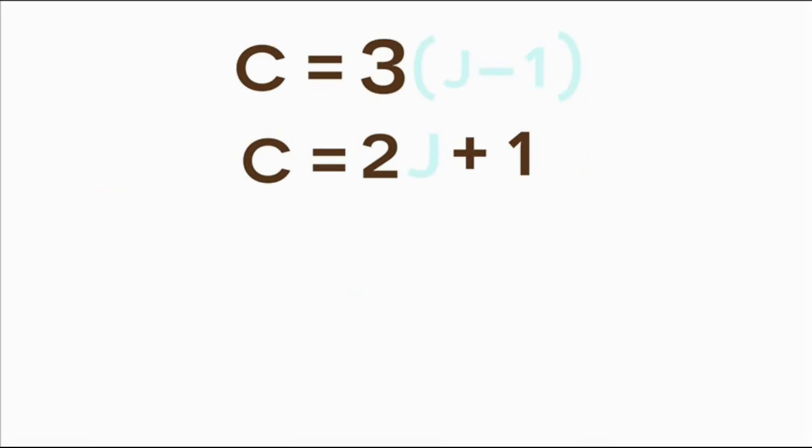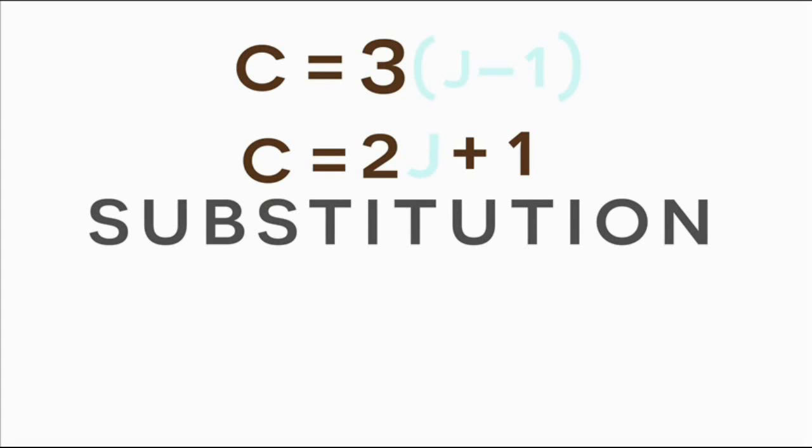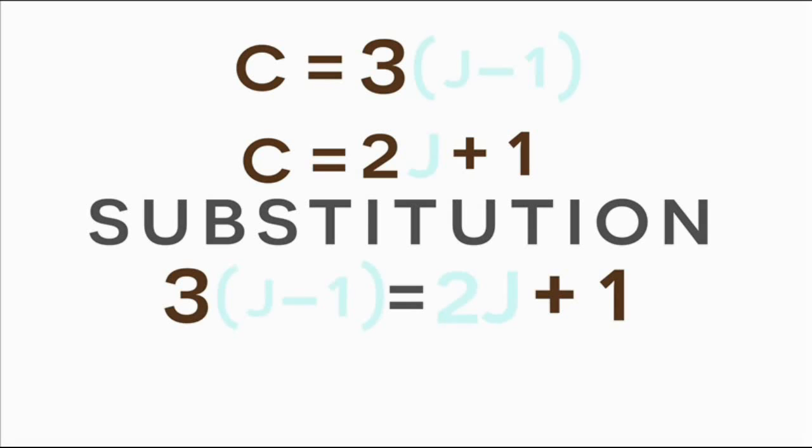So the easiest way to solve this system of equations, in my opinion, is by substitution, because both equations are written in terms of C. In our first equation, we have C is equal to 3 multiplied times J minus 1. So we can substitute 3 times J minus 1 in for C in our second equation. Now, after we substitute, we're going to have a new equation in terms of J.